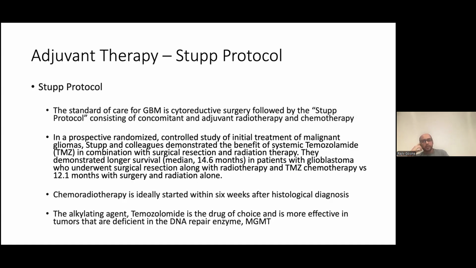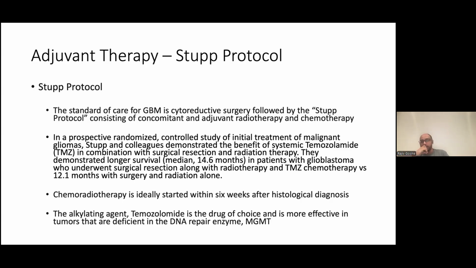In a prospective randomized controlled study of initial treatment of malignant gliomas, Stupp and colleagues demonstrated the benefit of systemic temozolomide in combination with surgical resection and radiation therapy. They demonstrated longer survival with a median of 14.6 months in patients with glioblastoma who underwent surgical resection along with radiotherapy and temozolomide chemotherapy, versus 12.1 months for those who just had surgery and radiation alone.